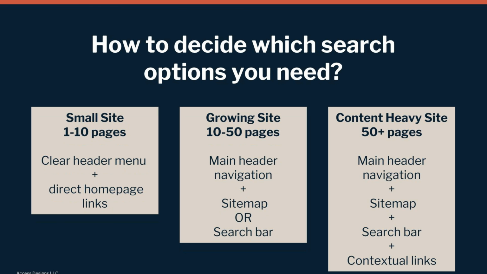A content-heavy site with 50 or more pages should have the primary menu navigation, a sitemap in the footer, a search field with filters and categories in the header or footer, and contextual links on pages like blog posts or product pages.